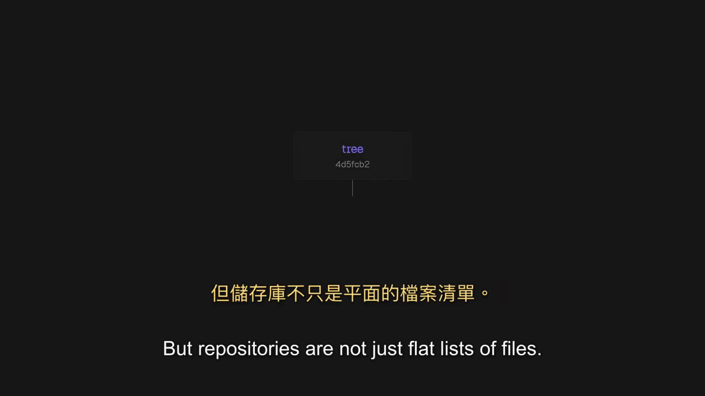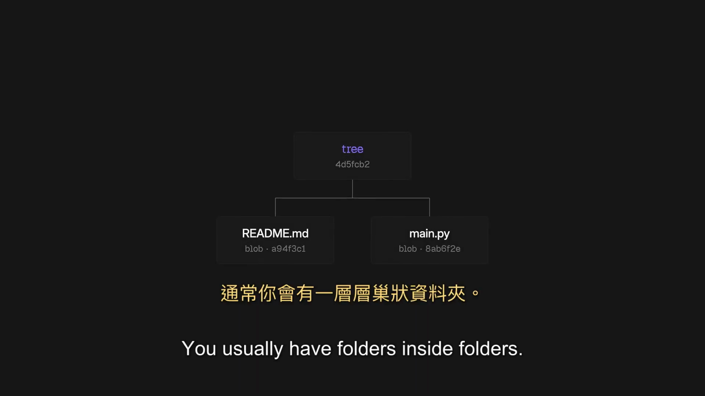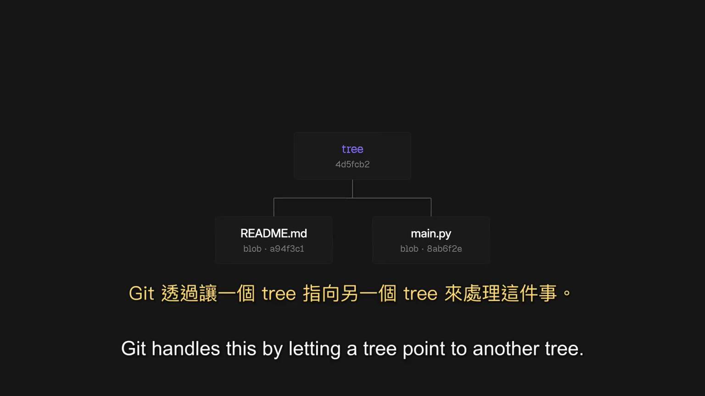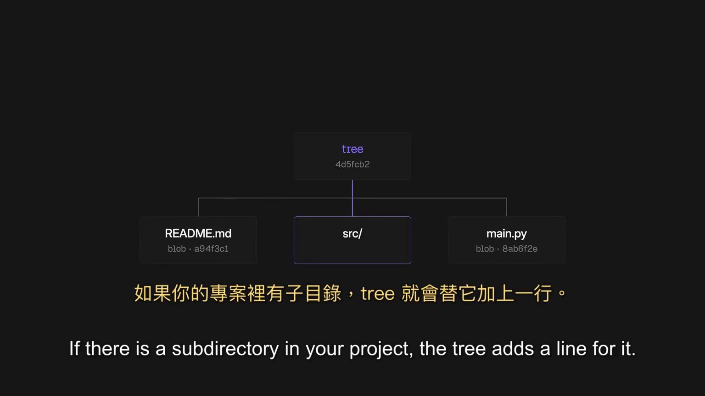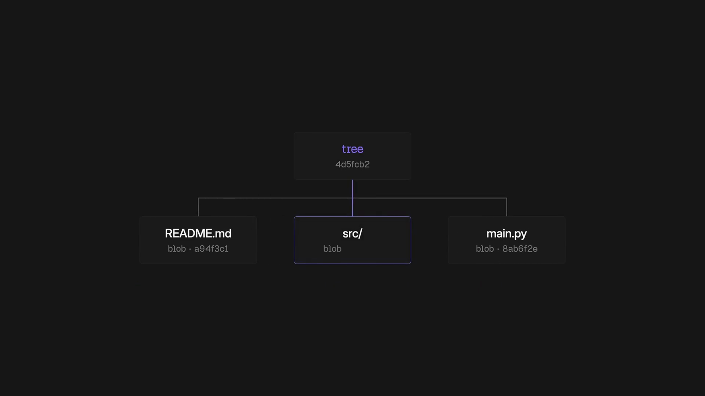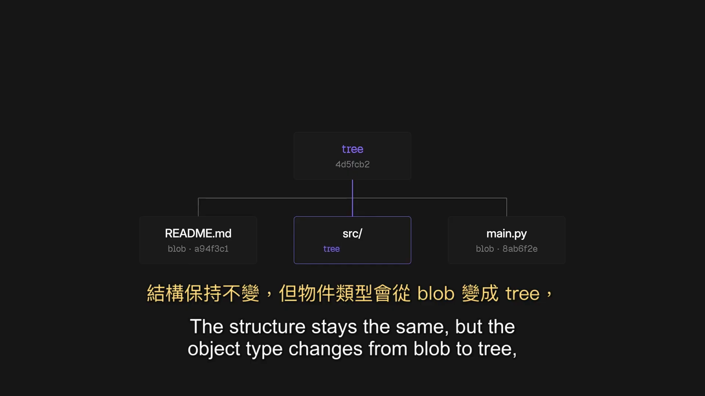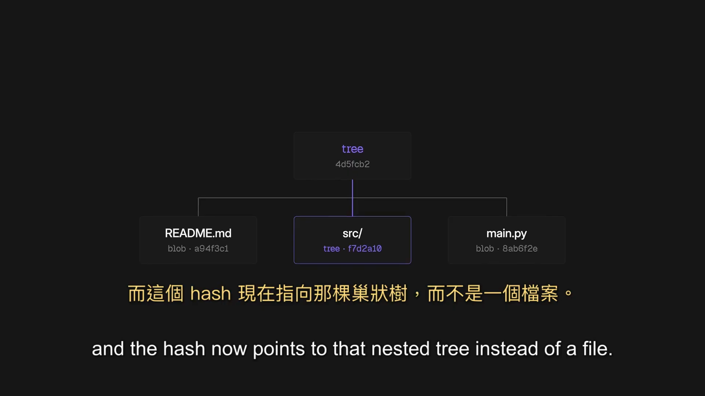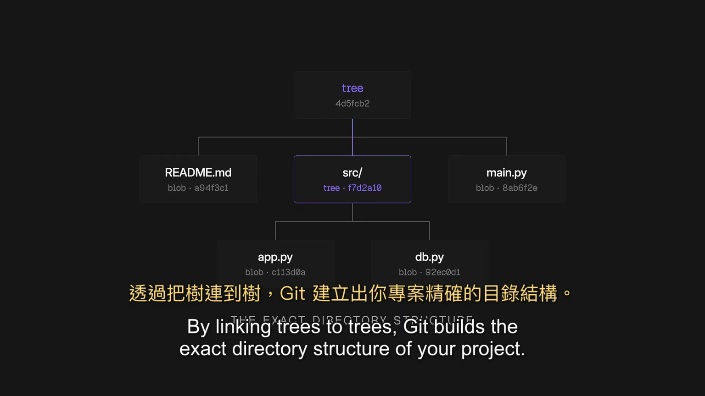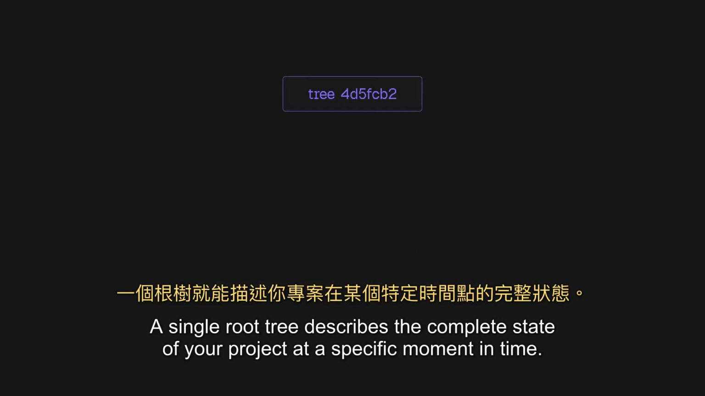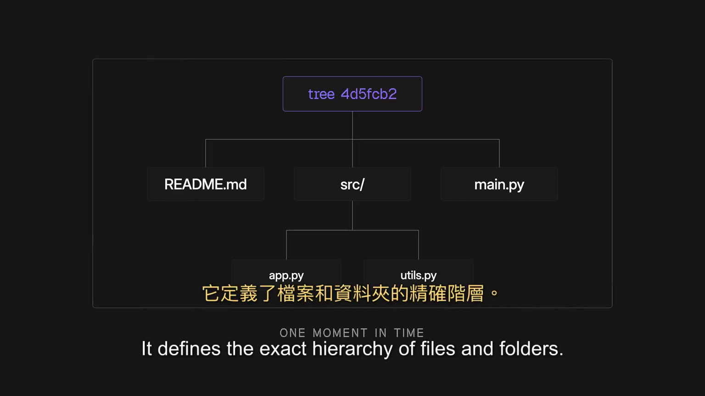But repositories are not just flat lists of files. You usually have folders inside folders. Git handles this by letting a tree point to another tree. If there is a subdirectory in your project, the tree adds a line for it. The structure stays the same, but the object type changes from blob to tree, and the hash now points to that nested tree instead of a file. By linking trees to trees, Git builds the exact directory structure of your project. A single root tree describes the complete state of your project at a specific moment in time. It defines the exact hierarchy of files and folders.